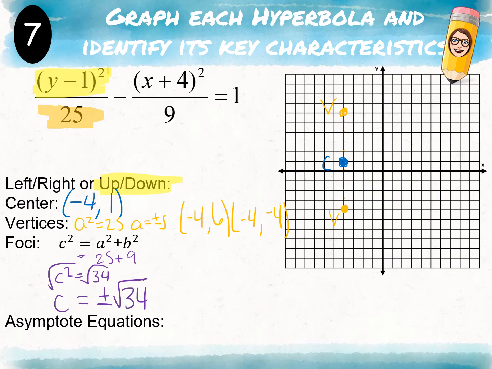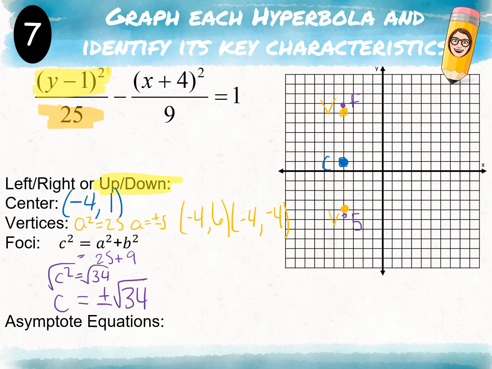Let's talk about that distance though. 34 is between 25 and 36. So if it's between those, it's 5 and something. Again, if you're uncomfortable thinking that through, you can always use your calculator. If I type in the square root of 34, I've got 5.8, right? It's 5 and something. So from the center, we're going to go 5 and something to get to my focus, 5 down and something to get the focus. So it's really close, right?